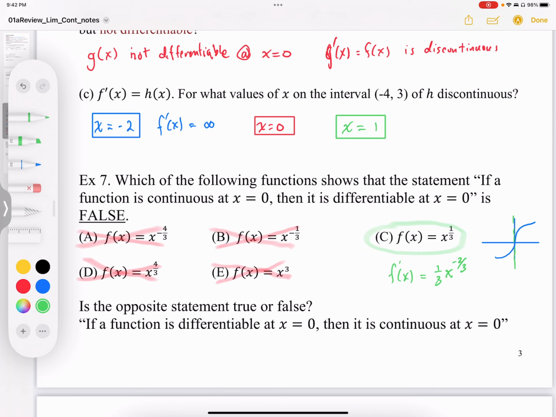So I'm just going to save that. Opposite is always true. Okay, because if differentiable, then must be continuous.